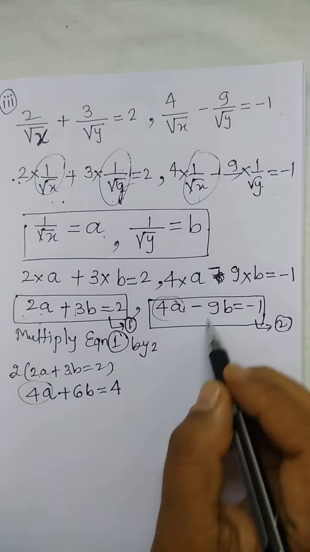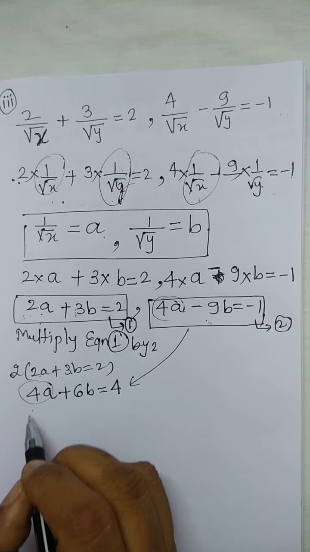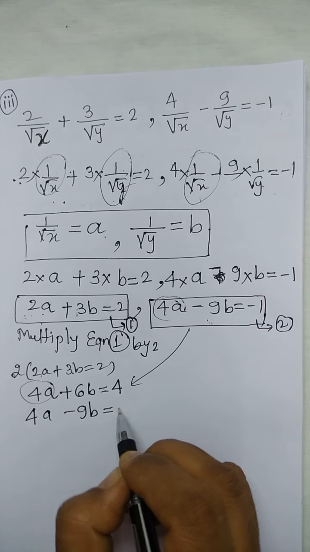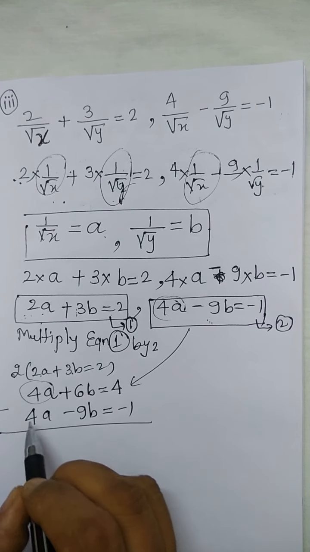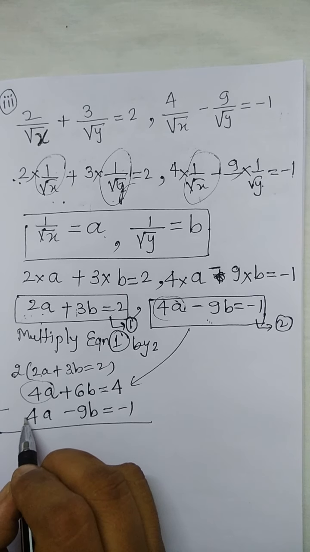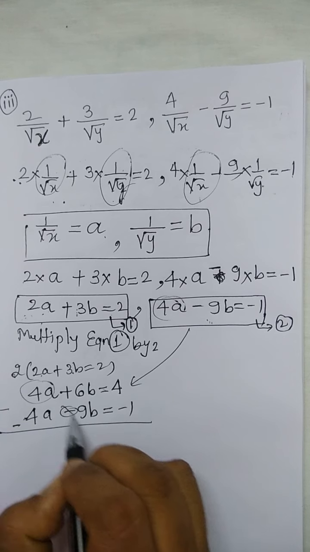So let us subtract this from this: 4a minus 9b equal to minus 1. When you subtract, the sign will change. Second equation sign will change. Here no sign means we have to consider it as plus. So it will become minus. And this minus sign will get cancelled.